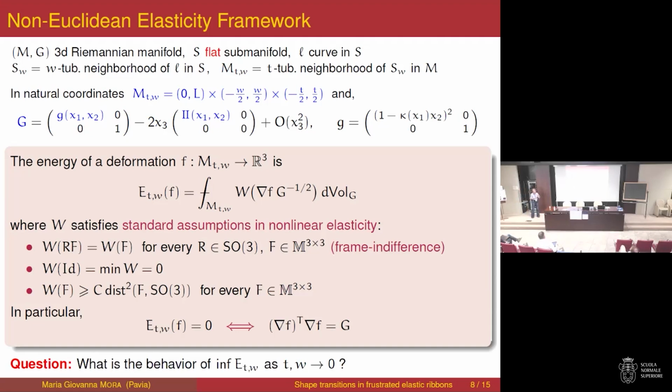So now what we would like to do is to understand the behavior of this energy, or better of its minimum and of its minimizers, as both T and W go to zero, with T much smaller than W.